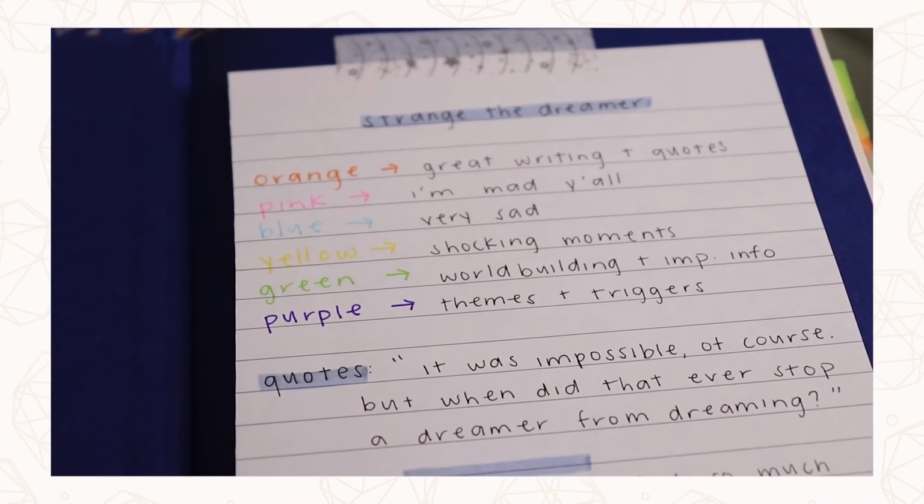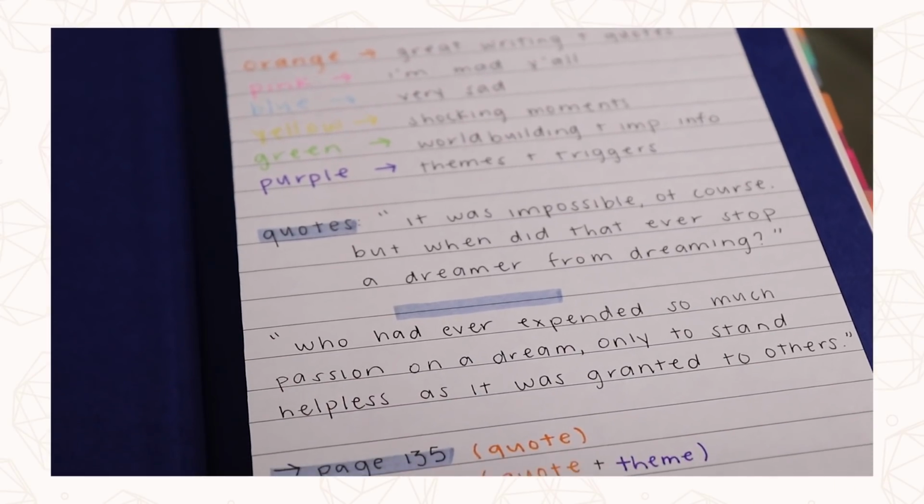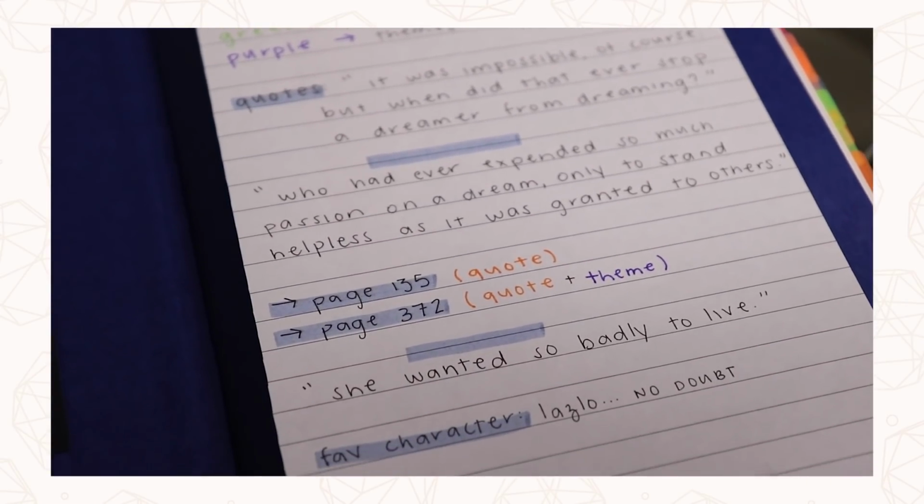Things I've also done in the past is paste a whole sheet of paper on the actual end paper of the book, and I've written down all of my favorite quotes, my favorite characters, my rating, trigger warnings, to kind of keep it all in a single place.